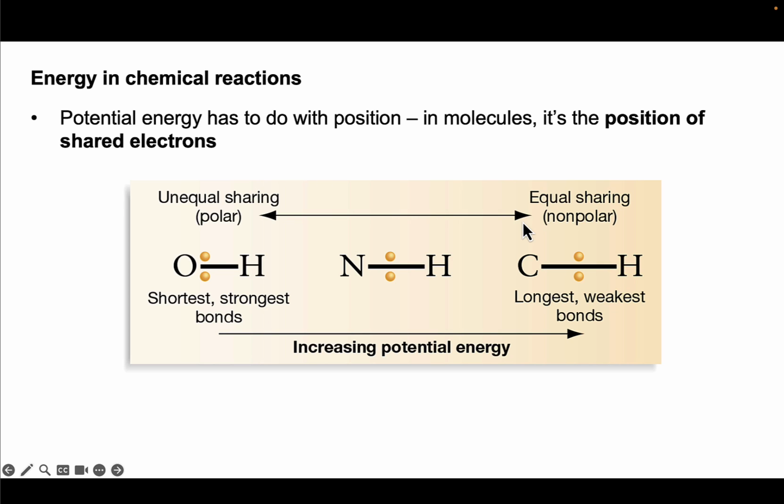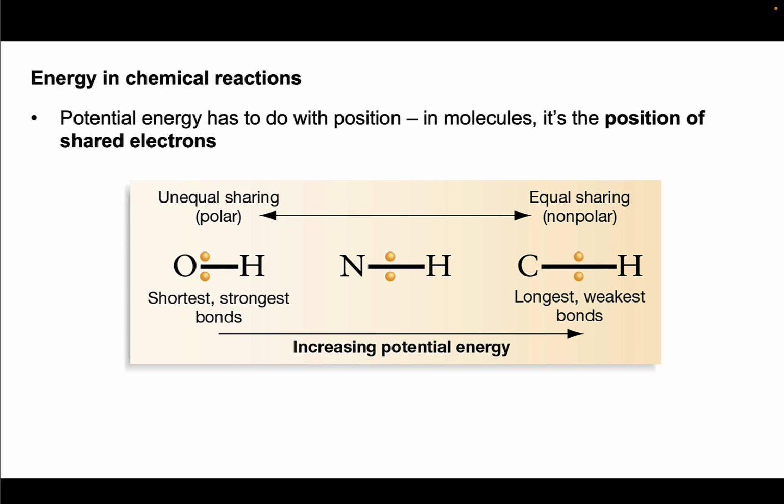On the other side of the spectrum, we have our non-polar covalent bonds, in which this is between carbon and hydrogen, but these shared electrons are shared evenly, and this results in a long but relatively weak covalent bond, okay? Now, this is related to potential energy because these long, weak bonds, they have the highest potential energy, okay? And then these polar covalent bonds, they have the lowest potential energy. And in a couple slides, I'll talk about an analogy for this, okay?